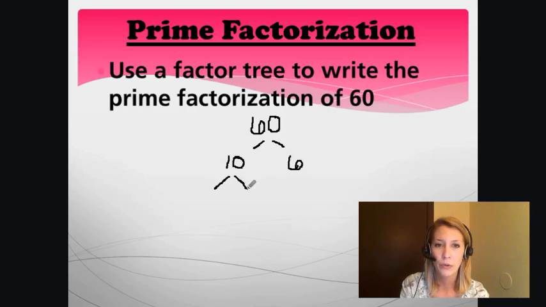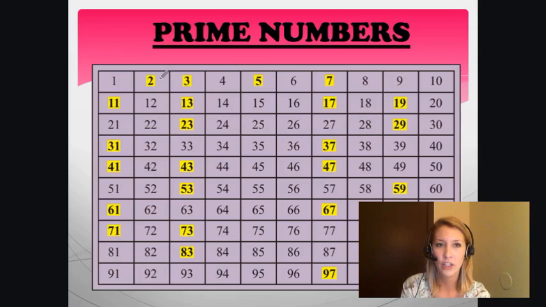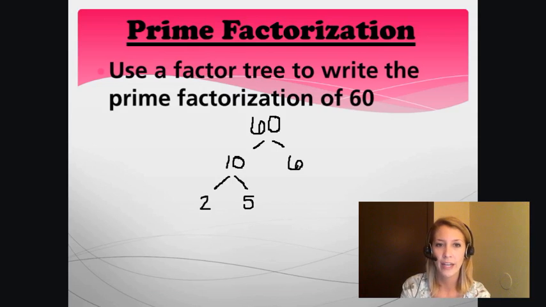What two values are multiplied together to equal 10? Well, 2 times 5 is equal to 10. And if we go back to our prime number chart, we can identify that 2 and 5 are prime numbers. So we can go ahead and circle those values because we know that that branch has ended.